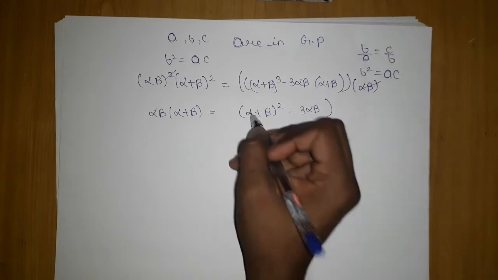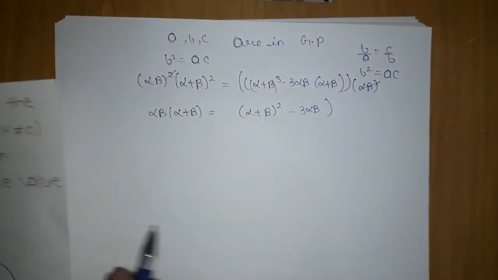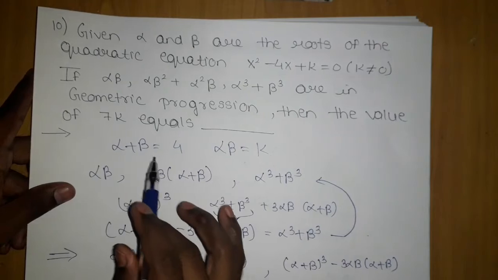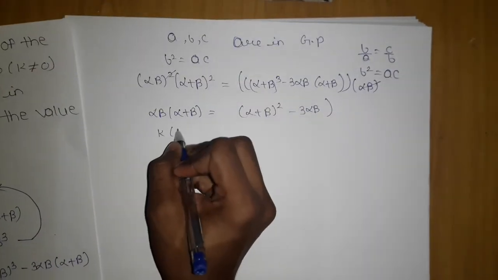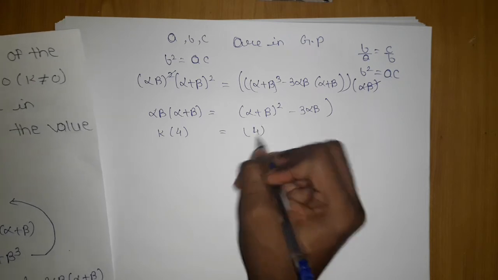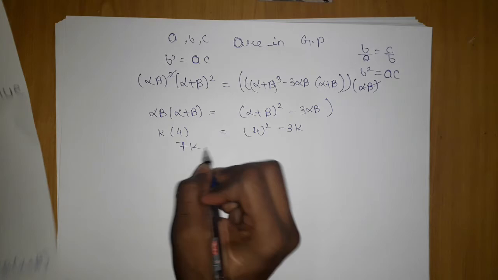This term is reduced. Now we have the simplest version of this question. Now let me put the values, because we cannot simplify it any further. We have the product value and the sum value. So k into 4, this should be 4 square, this is minus 3k. We are getting 7k is equal to 16.